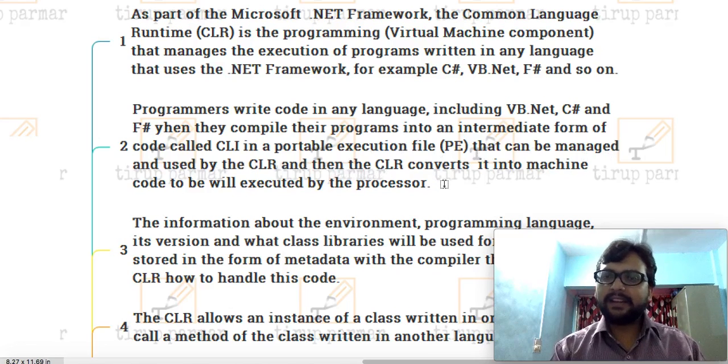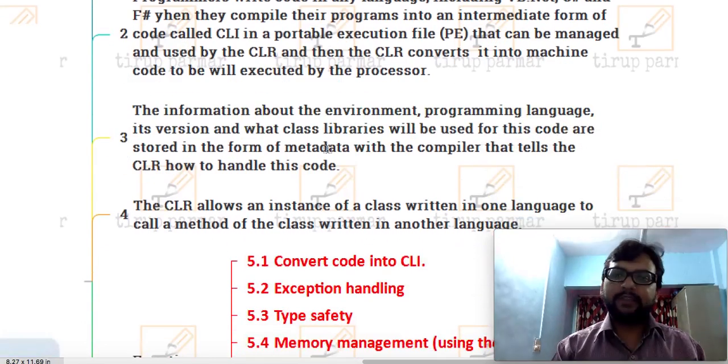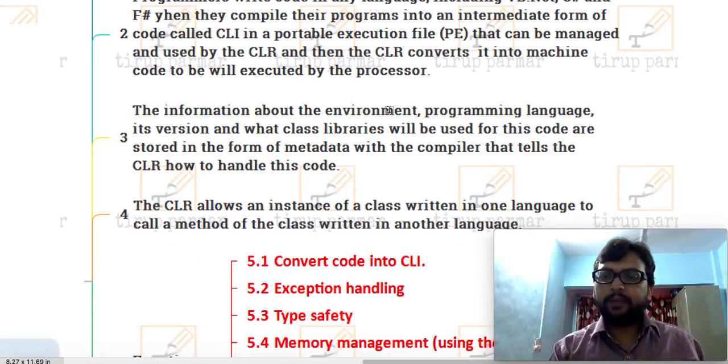Then CLR converts it into machine code, and that code will be executed by our processor. Then in the third point, as you can see, the information about the environment, which environment we are using. For example, if we want to run a Java application, then we need JRE, Java Runtime Environment. Which programming language, its version, what class libraries will be used by that particular code is stored in the form of metadata, while the compiler then tells the CLR how to handle this particular code.